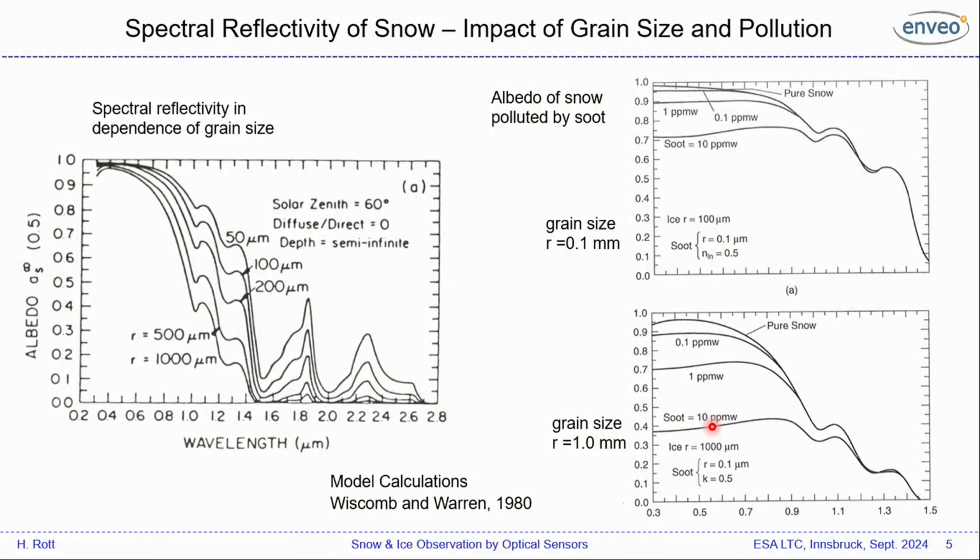I should mention, with this model computation, it depends very much where you put these soot grains, but here they are included within the ice grains. If you put them outside, then it looks different. So this is just an indication of how it works, but it can be quite variable.